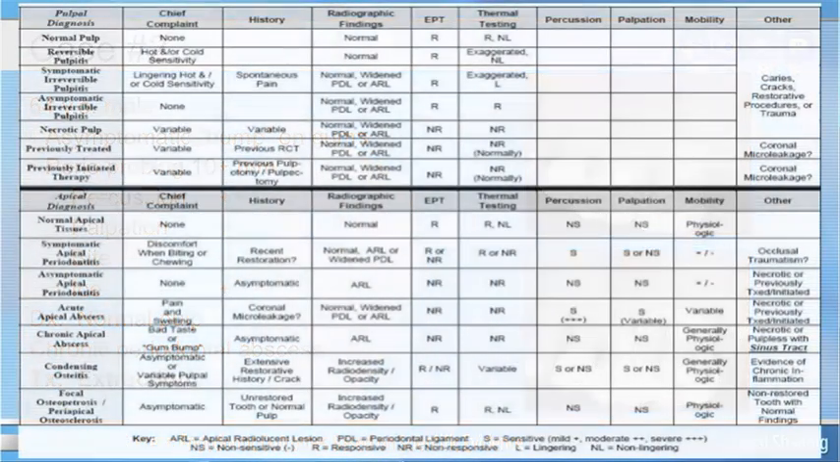This is the greatest sheet ever made, and I really want to thank Scott McClanahan. It's the same sheet I used when I was at Harvard, and then when the new terms came out, it's what my residents and students have laminated in all their bays. And it helps them determine really what's going on. Chief complaint, history, radiographic findings they should expect, EPT, thermal testing, percussion, etc.